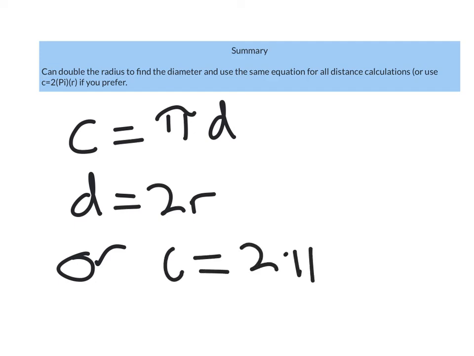But I also quite like the benefit of always using the same calculation for distance equations with c equals pi d. But I'll leave that up to you.